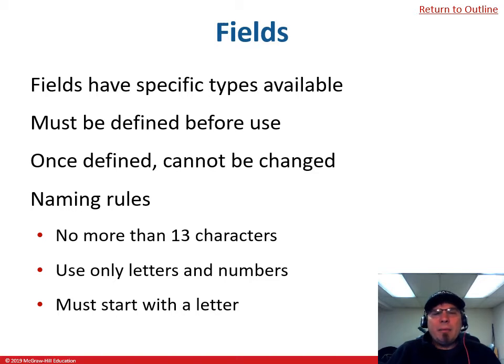So there are some naming rules. You want to keep your column names, your field names, short, no more than 13 characters. Use only letters and numbers, and it has to start with a letter. Keep them short, keep them sweet, but keep them as descriptive as possible when you're creating new columns.